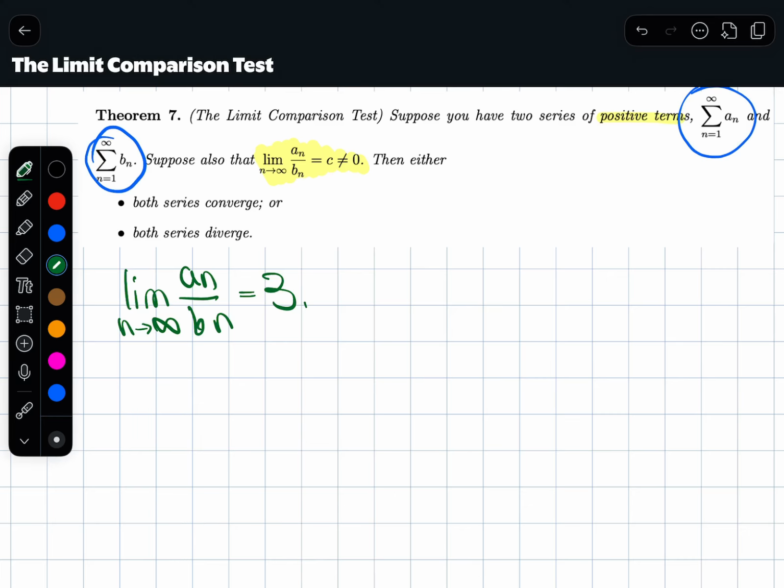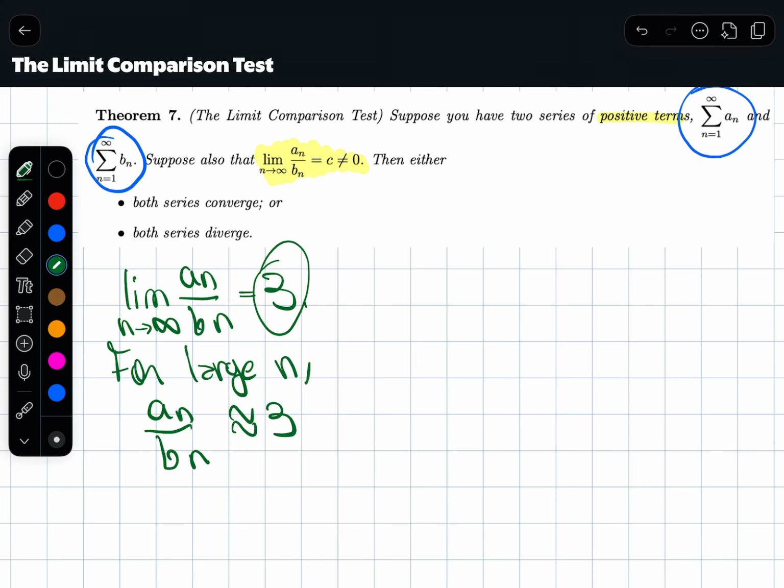Of course, this equation means that this fraction for very large n is very close to 3. So that means that for large n, a_n over b_n is approximately equal to 3, right? That's what a limit is. When you plug in values closer and closer to what n is going to, you get something closer and closer to what the limit is. And so from this approximate equation, you can move the b_n over. You can see that the a_n's are approximately triple the b_n's.